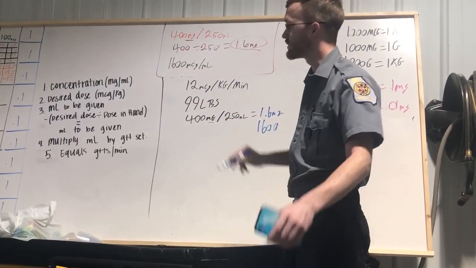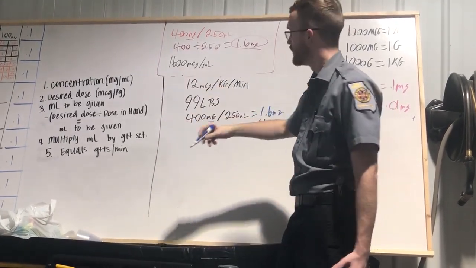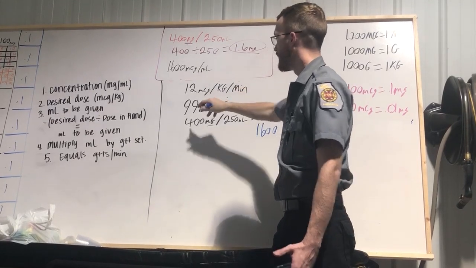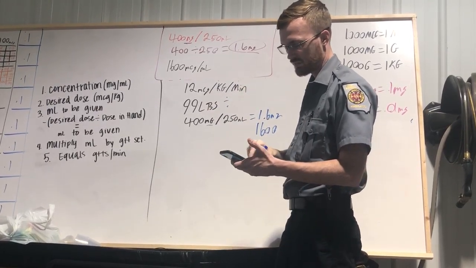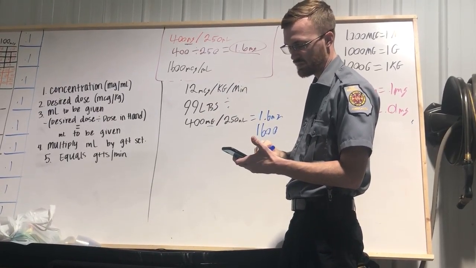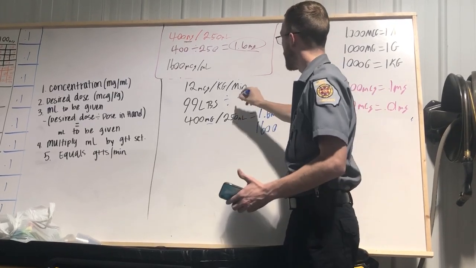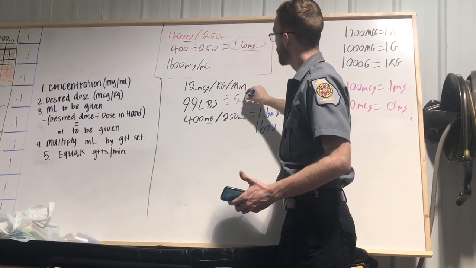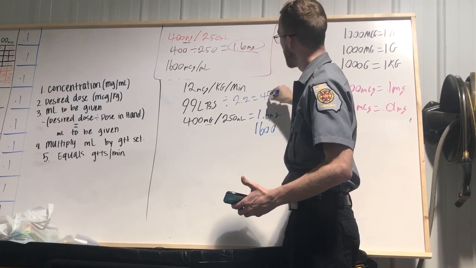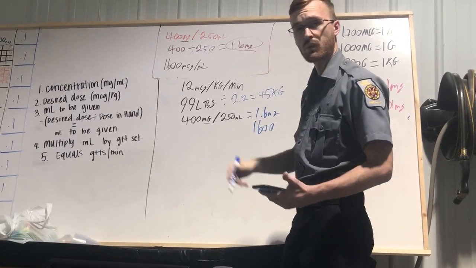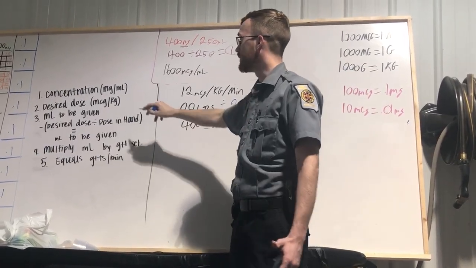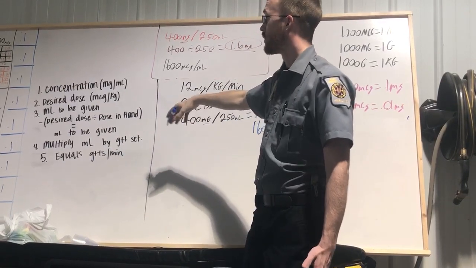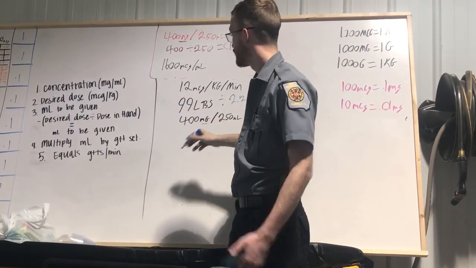My desired dose, I've got to get my micrograms per kilogram. So now I'm going to divide 99 pounds. So 99 divided by 2.2, that's going to equal 45. So 99 pounds equals 45 kilograms. So now what we've got is we're going to be working off of our milliliters to be given, or our desired dose still.